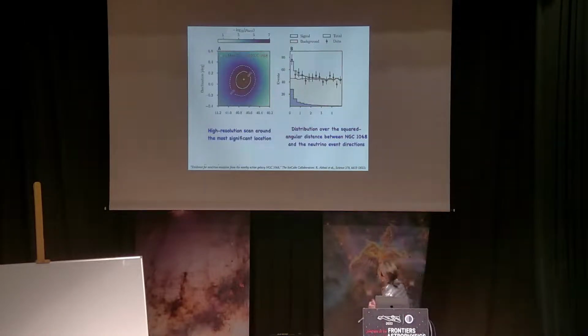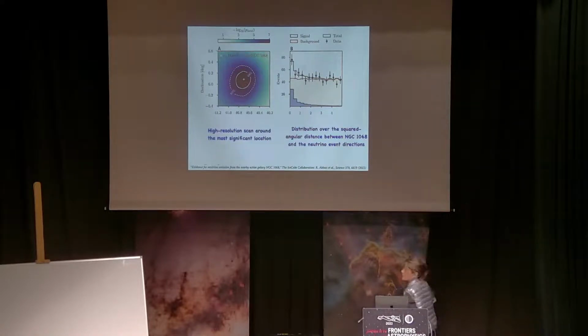Here you can see a high-resolution scan around the most significant location of the source, this NGC 1068. And then you can see the distribution of events. You can see the signal, the background, the total, and the data, which fits perfectly the neutrino events as we move out from the source. So you can see that it's amazing.